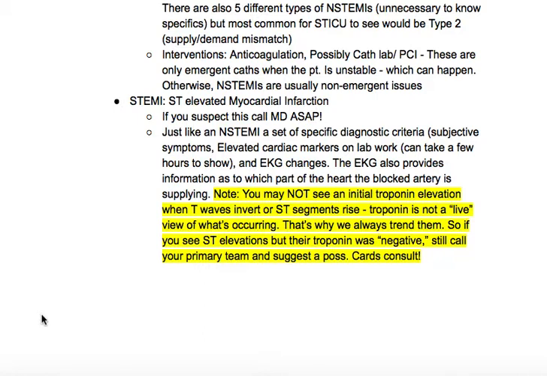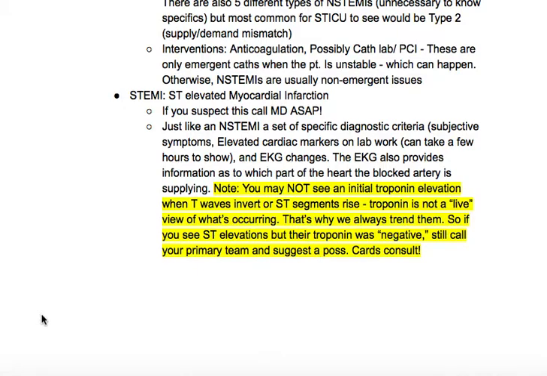Interventions with a non-STEMI: anticoagulation, possible cath lab or percutaneous intervention. This only happens, though, when the patient is unstable. So kind of like angina, with a non-STEMI, I think they more so will probably anticoagulate the patient and then just monitor the patient to make sure that nothing gets worse. However, if the patient is hemodynamically unstable, they absolutely will take them to the cath lab and do percutaneous intervention if need be to reperfuse the heart. They're usually, like I said, non-emergent issues, but they can be depending on the stability of the patient.